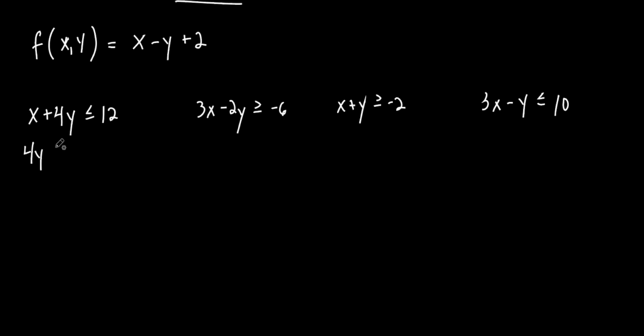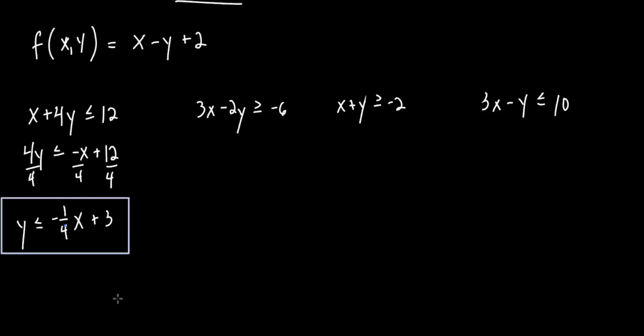So 4y less than or equal, get rid of the x, put the x over here, plus 12. Divide everything by 4. And then y is less than. Now I divided by a positive, so I don't have to change the inequality, so I keep it less than. What's this going to be? Negative 1/4 x, and then plus 3. All right, so that's one thing that I'm going to graph. I'll put it in a little box so I remember. All right, keep everything organized.